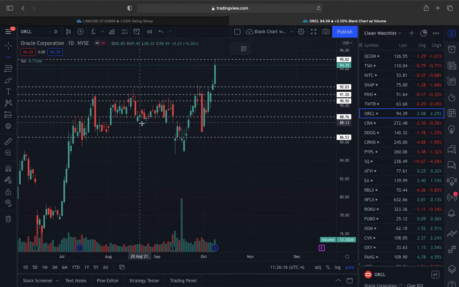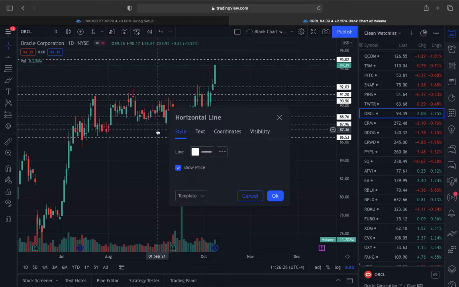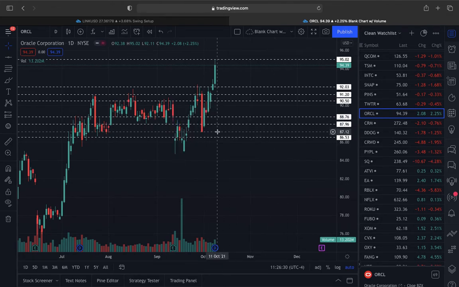Okay, here's another level right in here. Now again, this is going to be off of psychological support as well. Look at $88. Look at this bounce that we get right here on August 25th. And then look at this bounce that we get on September 8th. So that's another level that we can mark, excuse me, right there real quick.